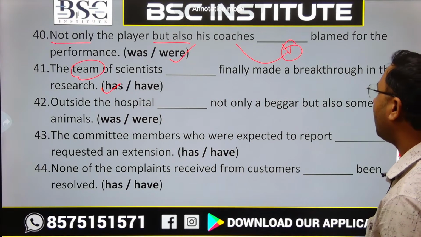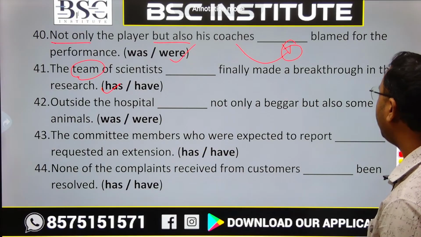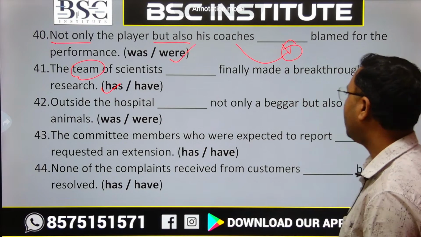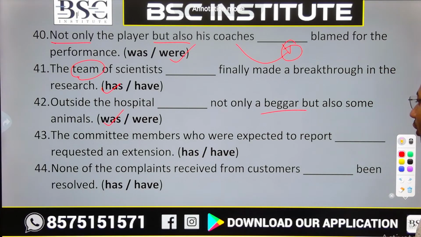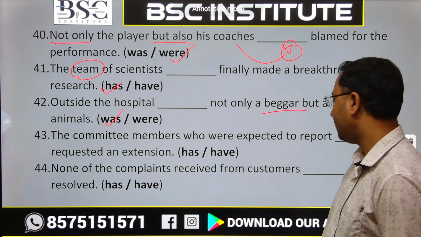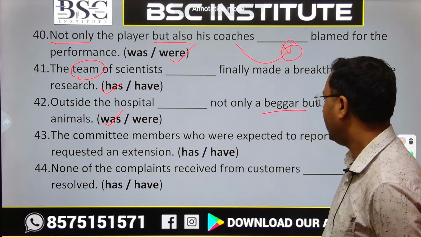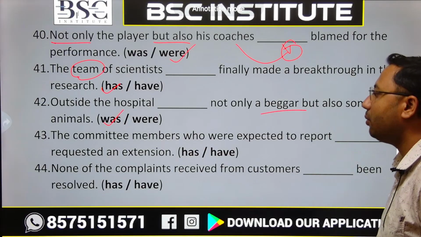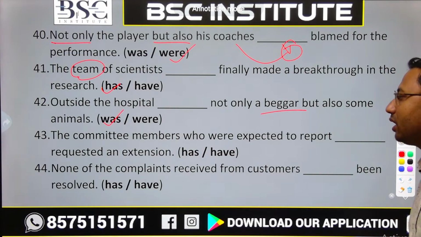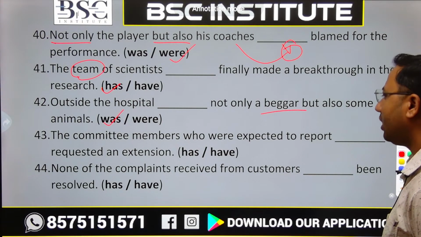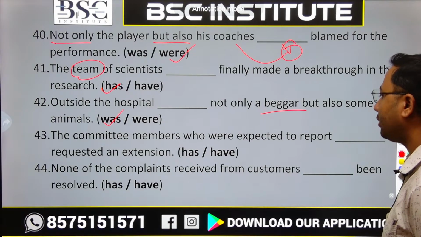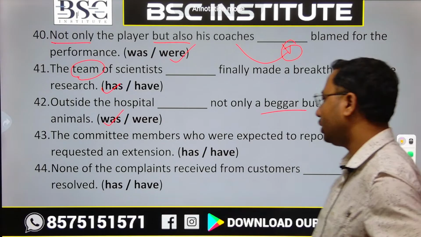Outside the hospital dash not only a beggar but also some animals. So outside the hospital, was, not only a beggar; beggar is the subject. The committee members who were expected to report dash requested an extension. The committee members, say five of them, were expected to report and requested an extension; they said they would come a little late. So they cannot be separated, so has cannot be used separately.